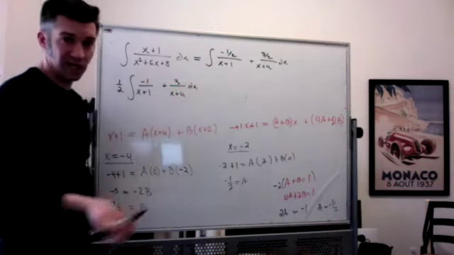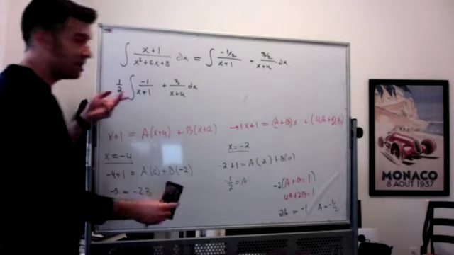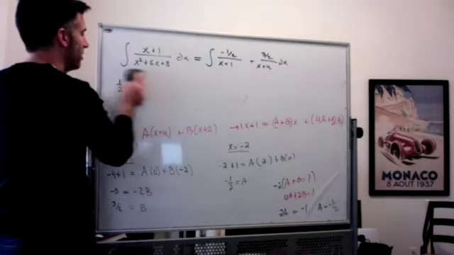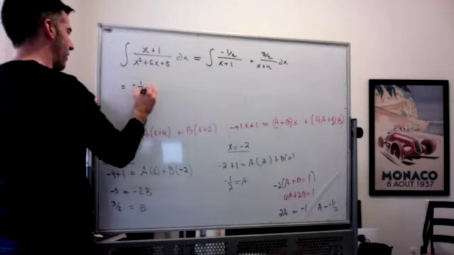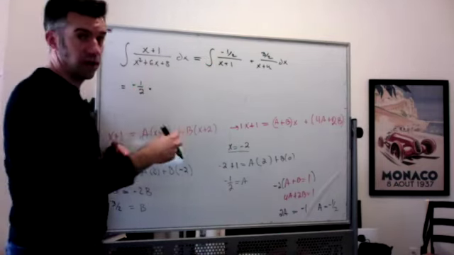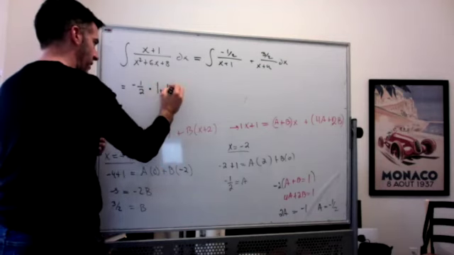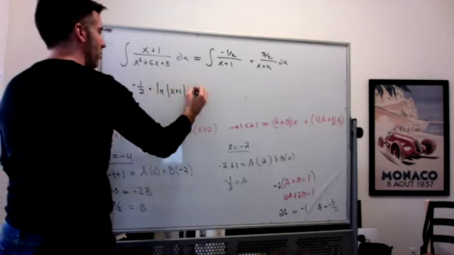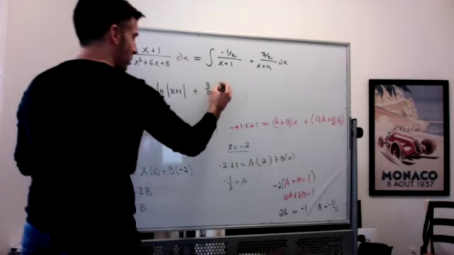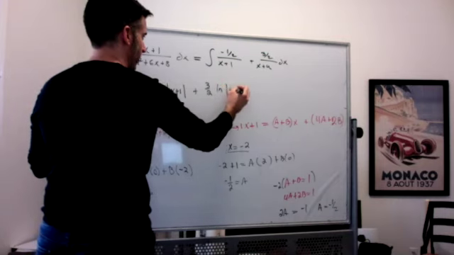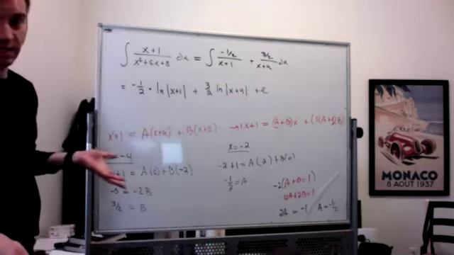It's probably totally unnecessary. In fact, I don't think I want to do that. I'd rather just integrate it. This is going to be -1/2 times the integral of 1 over x plus 1, which is the natural log of the absolute value of x plus 1, plus 3/2 times the integral of 1 over x plus 4, which is the natural log of the absolute value of x plus 4. That's it. That's all she wrote.